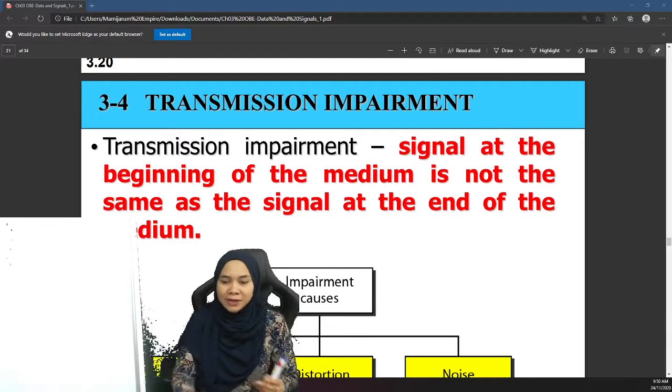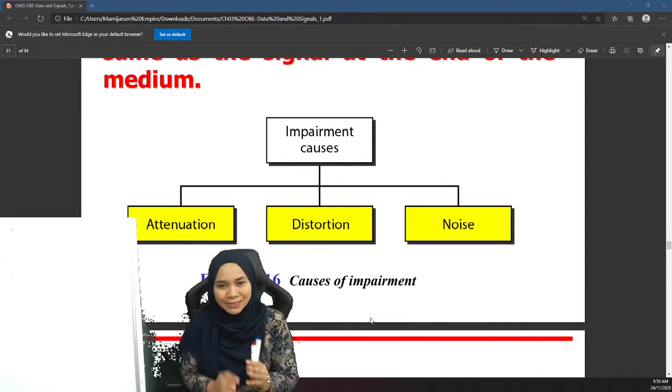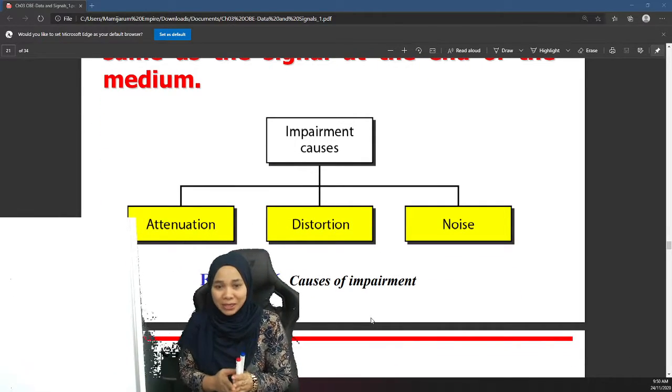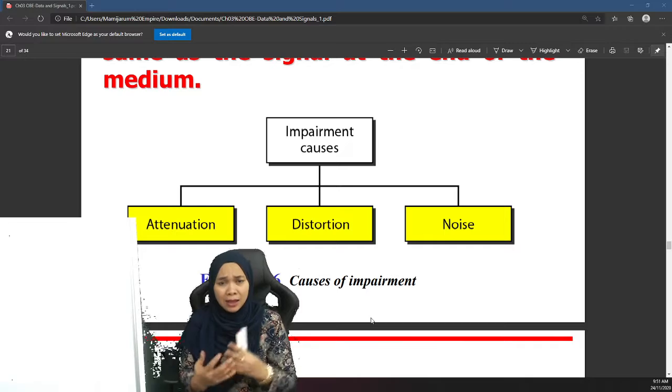There are three causes which influence this transmission impairment. The first is attenuation. The second is distortion. The third is noise. What is meant by attenuation is a change in terms of energy, loss of energy. When the signal travels from the sender to the receiver, there will be loss of energy, and this we call attenuation. Then we need another device called an amplifier to amplify back the signal that was lost.